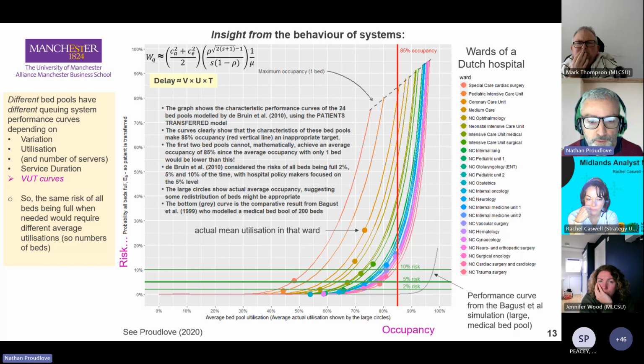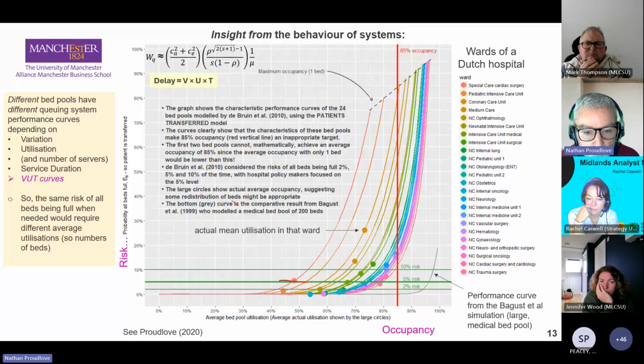So plot it for all of these different units, and actually the circles show what actual average utilization they were working at. So this is looking like the coronary care unit's looking like the most dangerous one at the moment. So you can see that for the same level of risk of all the beds being full, for example, 5%, then different bed pools need to be working at different utilizations, therefore have different numbers of empty beds on average some of the time.